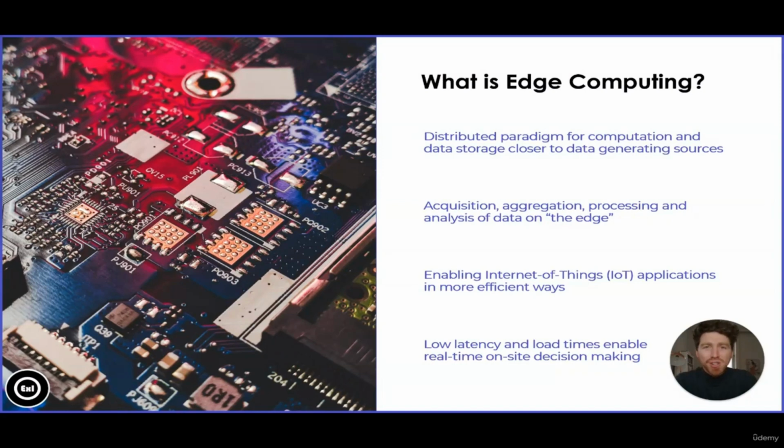What is edge computing? Edge computing is a distributed paradigm for computation and data storage closer to data generating sources. That means that the data is being acquired, aggregated, processed and analyzed closer to the edge, like where the data is really produced, and you have so-called edge devices, edge servers, which make up the edge network, and from the edge only the relevant and important data is being sent up to the cloud.